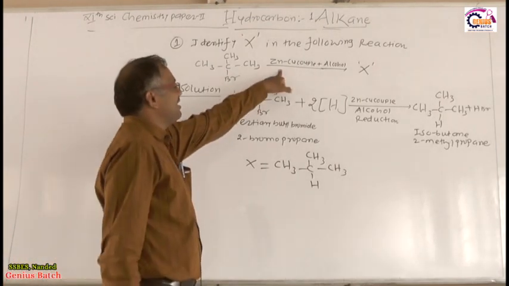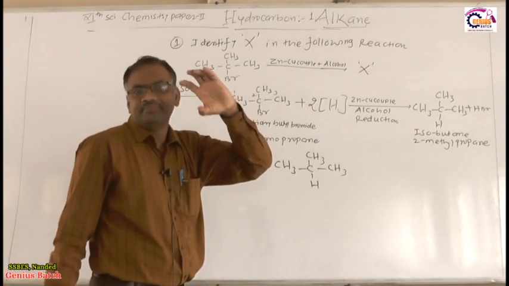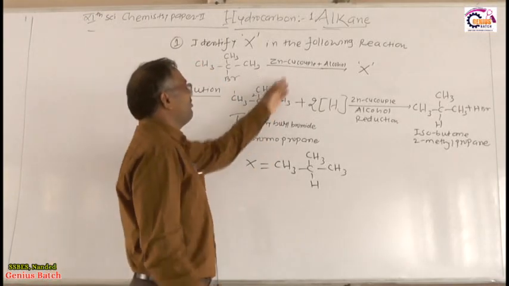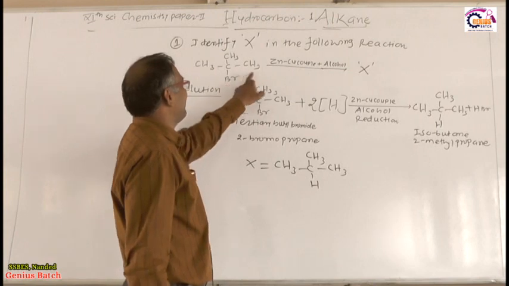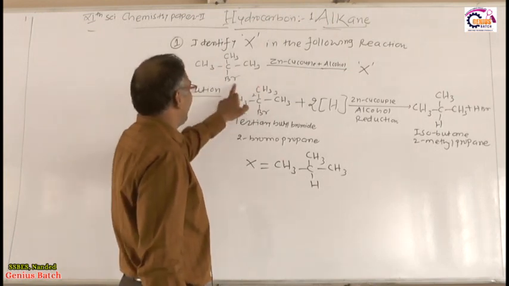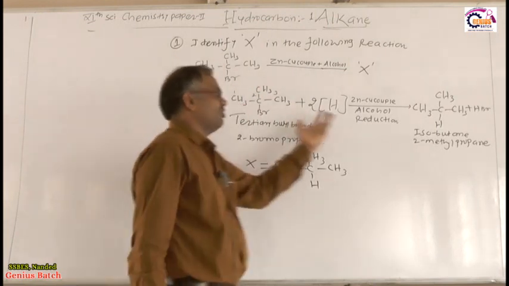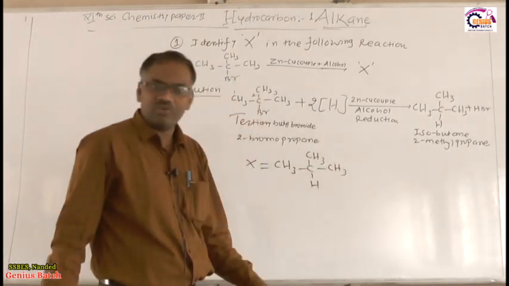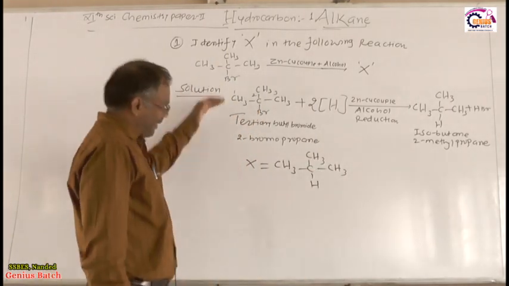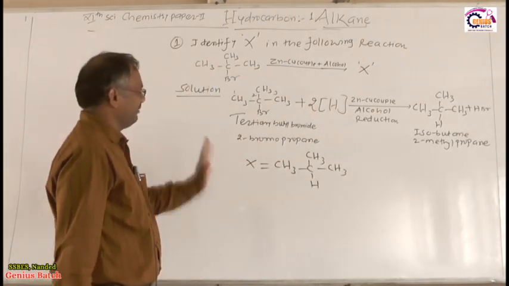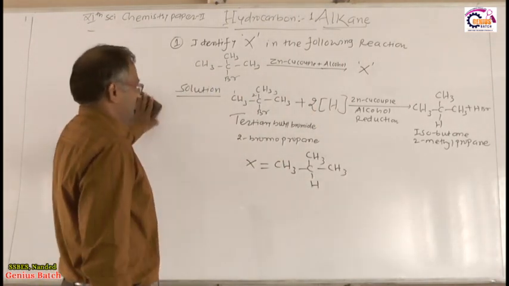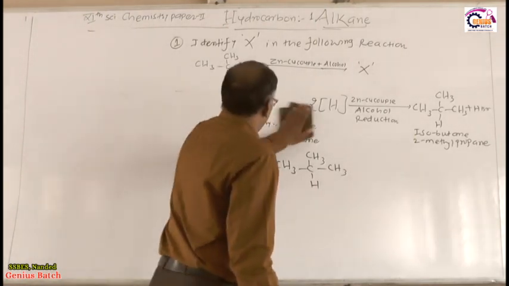How can you solve this question directly? Once you know that zinc, copper couple and alcohol is the reducing agent, we use nascent hydrogen. So two hydrogens are added, one hydrogen to this tertiary butyl group, another hydrogen to this bromine. So you will get the answer isobutane. For practice, first of all you have to solve like this. So this is the first question. Now the second question.